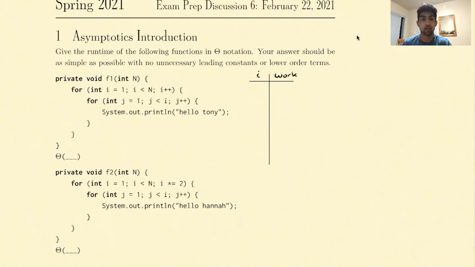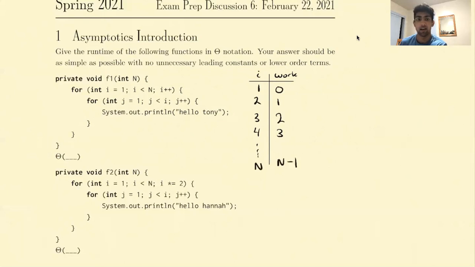Okay, so when i is equal to 1, I'm going to say work is how many times this thing is printed. When i is equal to 1, we actually don't print it at all, so it's 0 work. When i is equal to 2, we print it once. When i is equal to 3, we print it twice, right? When i is equal to 4, we print it 3 times, and so on. And what we'll notice is that if i is equal to n, we'll print it n minus 1 times.